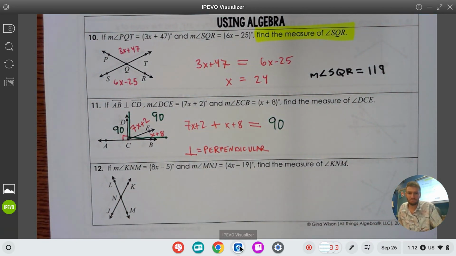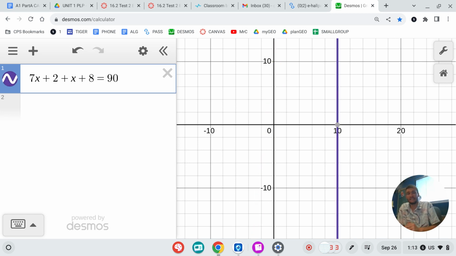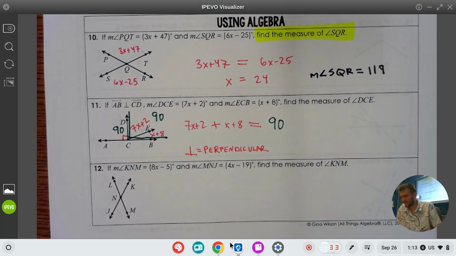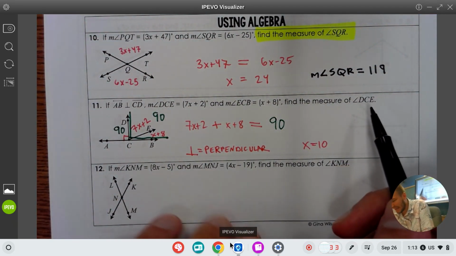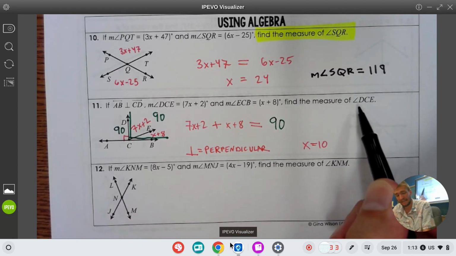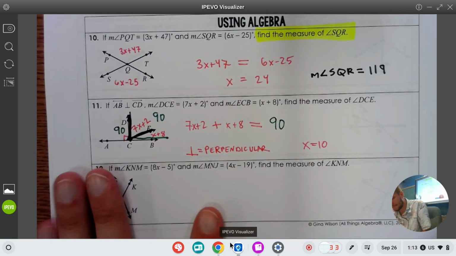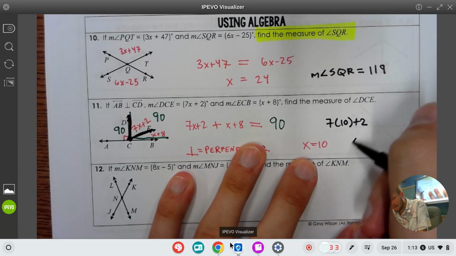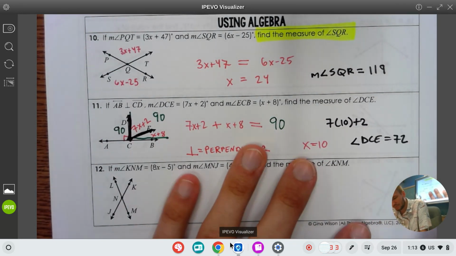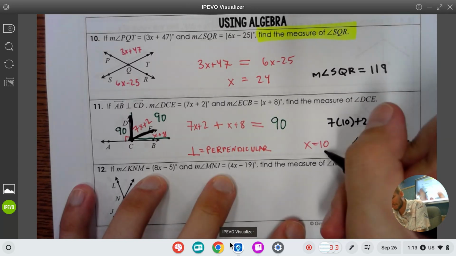We go to Desmos, and then we're done with the notes. 7x plus 2 plus x plus 8 equals 90. Sure. x equals 10. It's not done yet. We need the measure of the angle DCE. It is picky now because DCE is not the same as ECB. DCE is the top. So we're going with 7 times 10 plus 2. You can do that in your head. Measure of angle DCE is equal to 72. Since these add up to make 90, we could call them complementary. Complementary is the word.